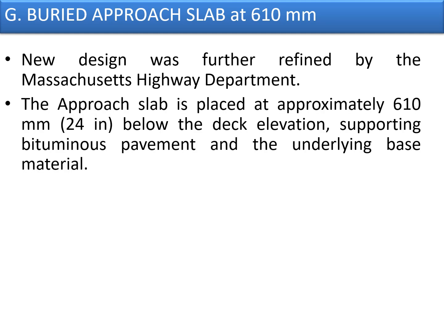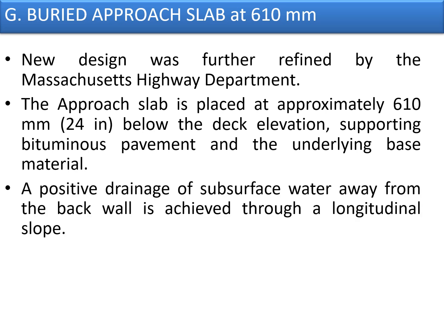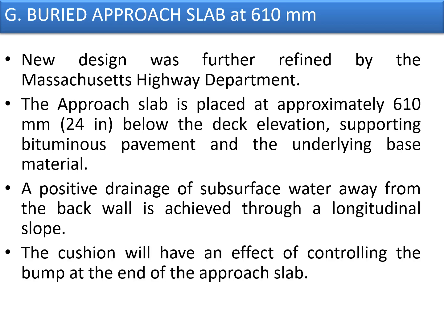The approach slab is placed at approximately 24 inches below the deck elevations, supporting the bituminous pavement and the underlying base materials. The positive drainage of subsurface water away from the back wall is achieved through a longitudinal slope, and a cushion will have the effect of controlling the bump at the end of the approach slabs. Because of this cushion, the impact of the wheel loads, which is due to the movement of the traffic, is less on the end of the approach slab.